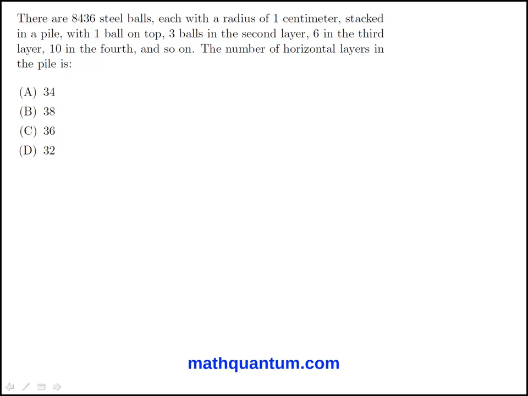So here we're told that there are a total of 8,436 steel balls, and we're told that they're stacked in a pile. So you have one on top, and then 3, and then 6, and then 10. So the numbers go 1, 3, 6, 10. So first you have to look for a pattern, and you'll see that they are increasing.